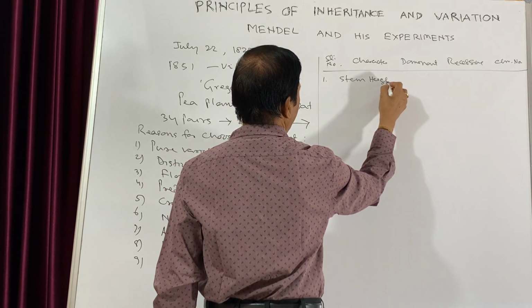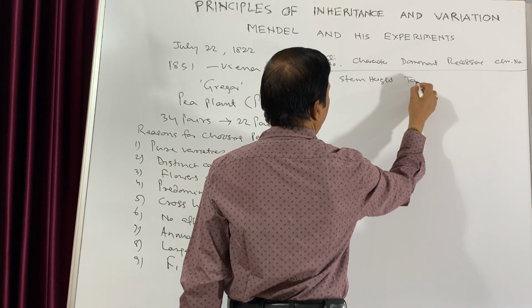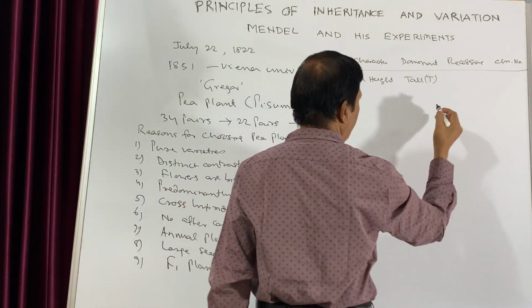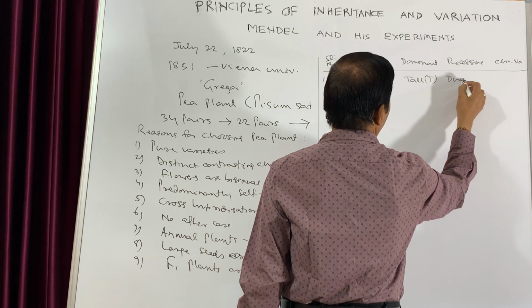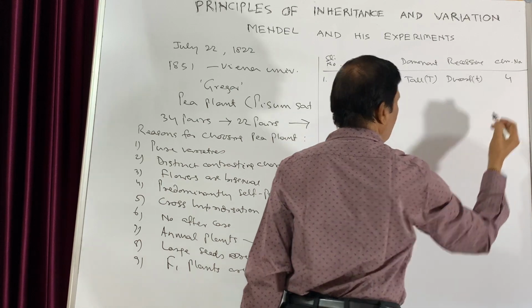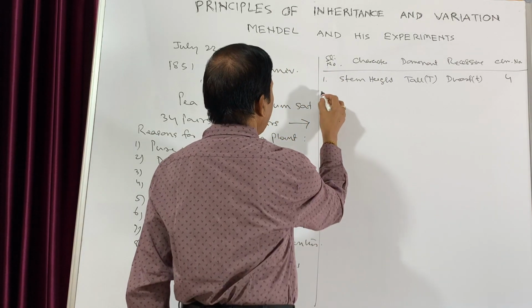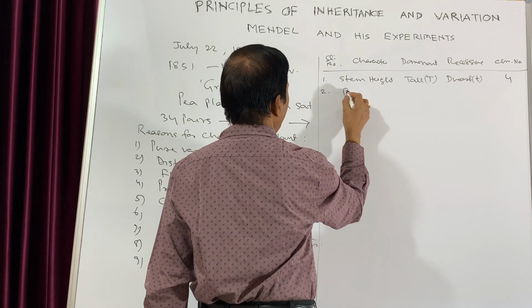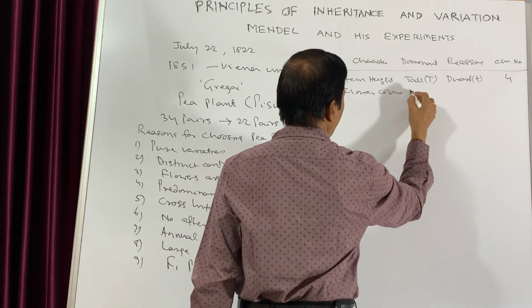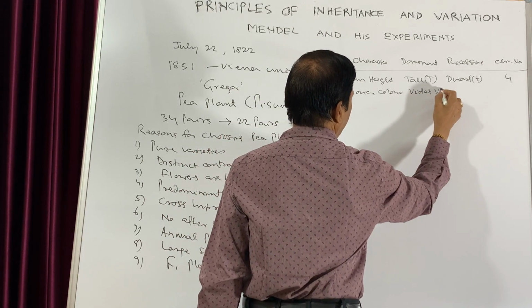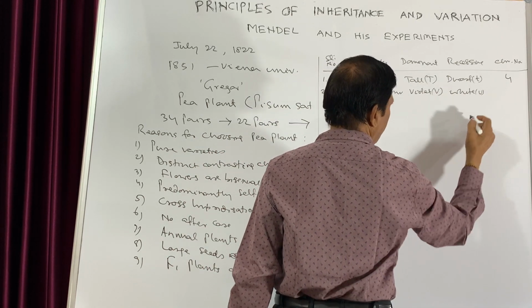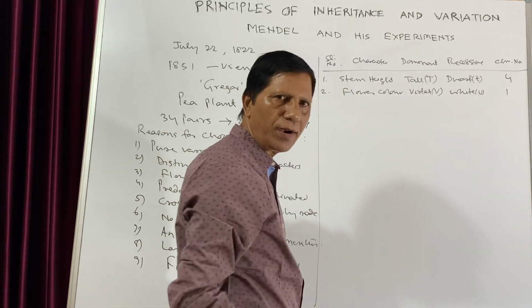Stem height. In stem height, tall is a dominant character, designated by capital T, and dwarf is a recessive character, small t, and it is present in chromosome number 4. Then the second one is flower color. Flower color may be violet, that is the dominant character, or it may be white, small v, and it is present in chromosome number 1.